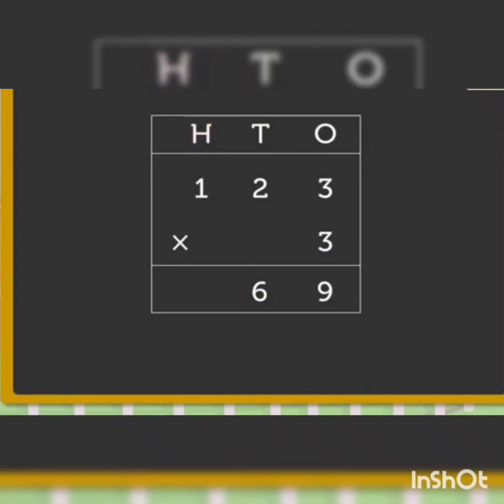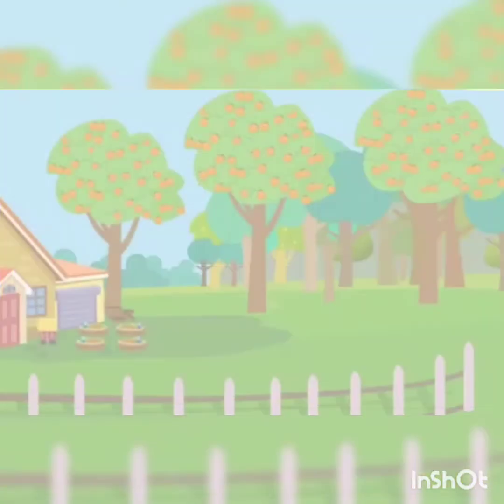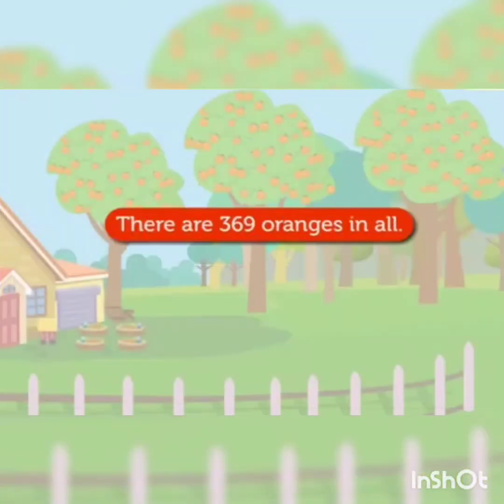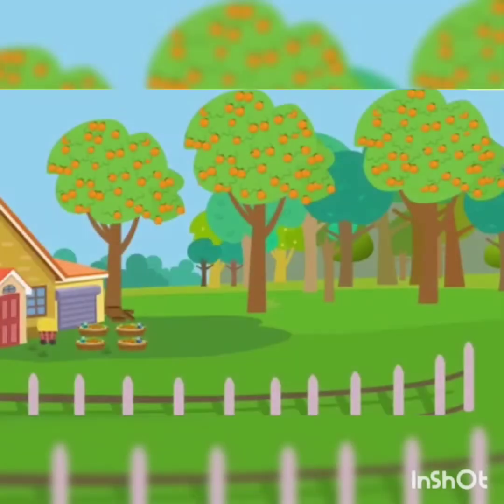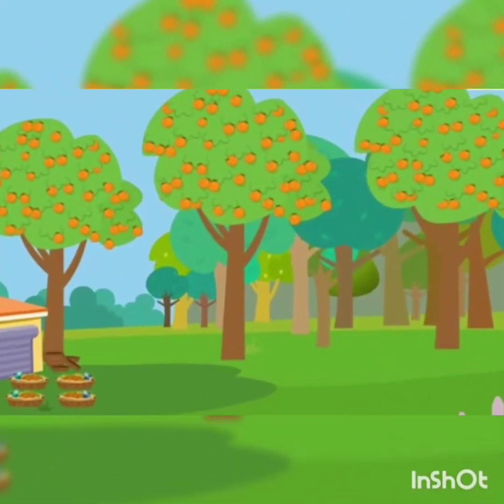Then at the hundreds place, the digit is 1. So 1 into 3 is equal to 3. Any number multiplied by 1 gives the same number. So there are 369 oranges in all. The product is 369.